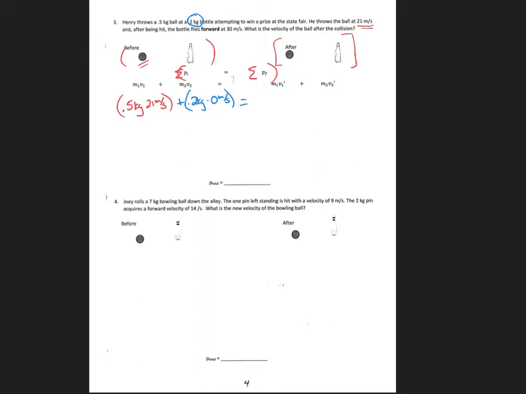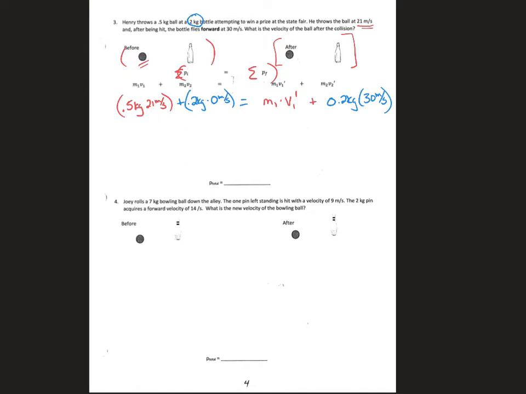Let's set up the final conditions. Well, the bottle goes flying off. It's still 0.2 kilograms, and it goes flying at 30 meters per second. The ball, on the other hand, m1, has a final velocity. It's called v1 because it's mass 1, but prime because it's after the collision.